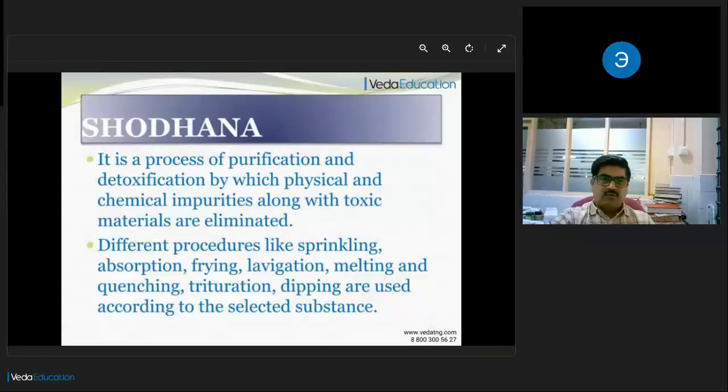Okay? So shodhana is a process of purification and detoxification by which the physical and chemical impurities along with the toxic materials are eliminated.